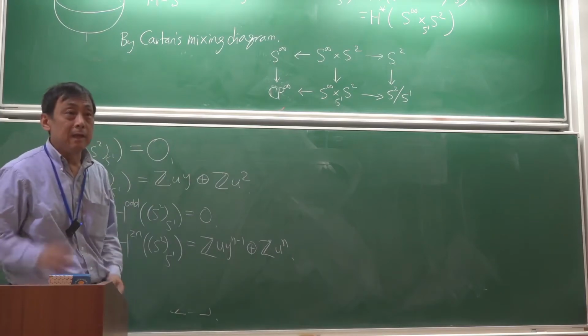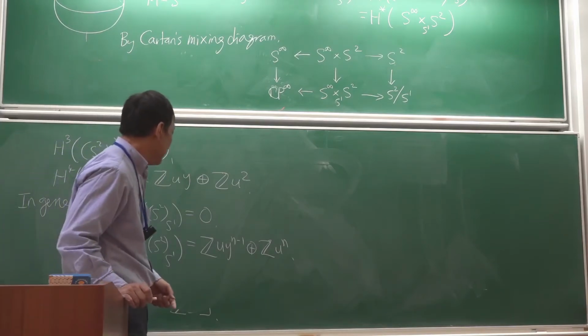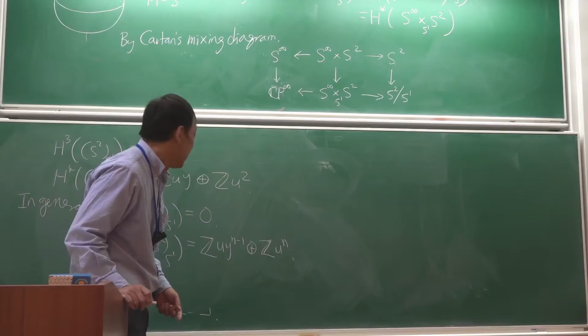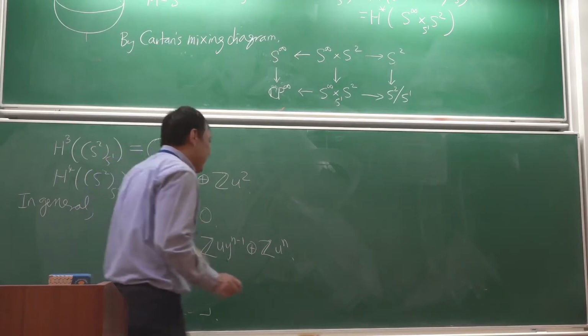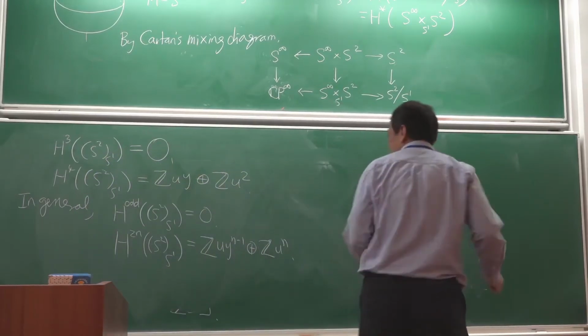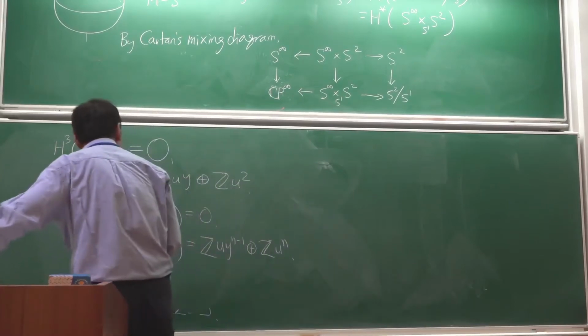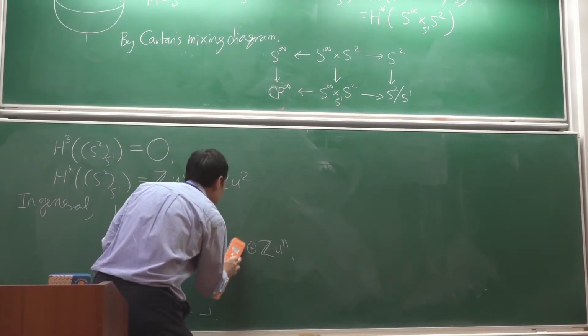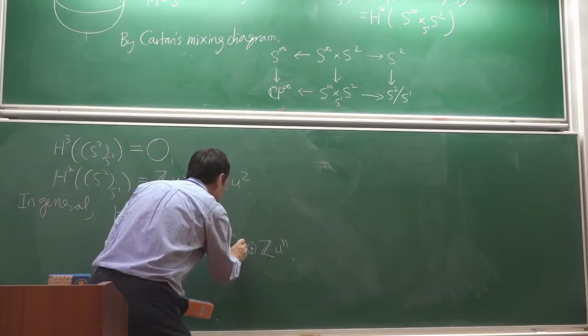Okay? And, pardon? Oh, sorry. Yeah, that's right. U n minus 1 y. Z U n minus 1 y. Okay?